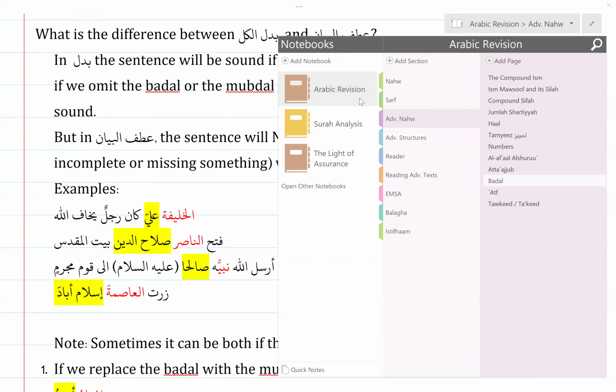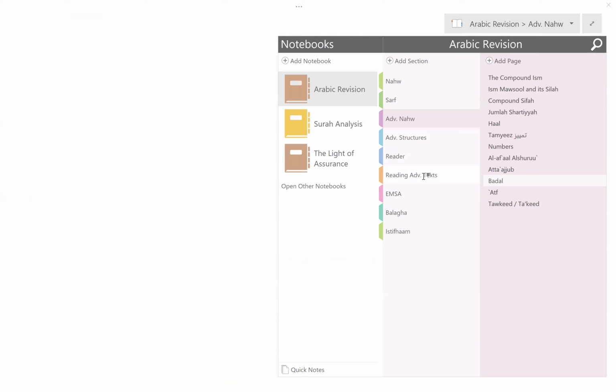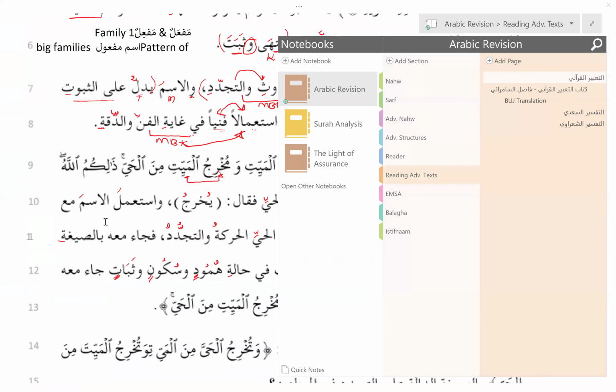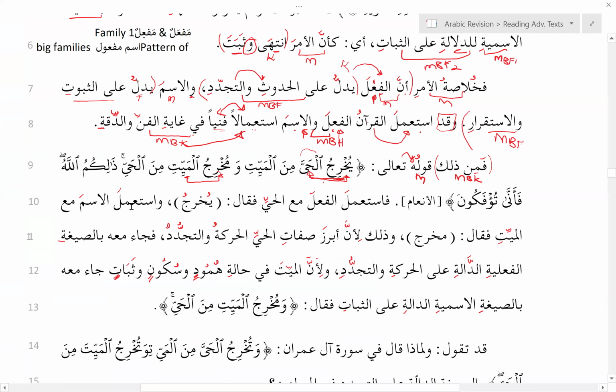Okay, let's go back to the text that we've just read. This would probably be considered atf bayan because if you remove the badal, the sentence should still be sound. Right, but in this case, would it be sound if we remove the badal? Yeah, it will still be sound, but it feels like it's missing something. So it should be better as atf bayan, because it sounds better, it's more clear, adding more information to the statement.